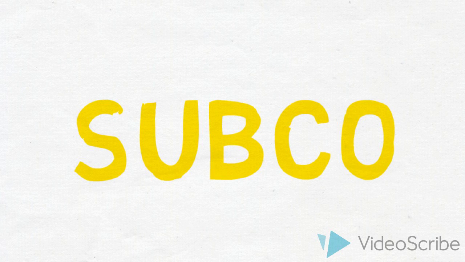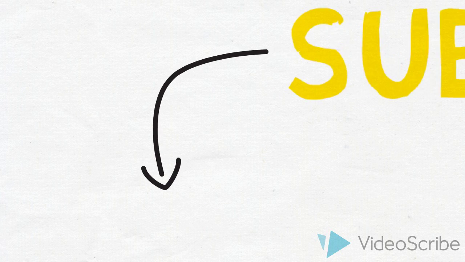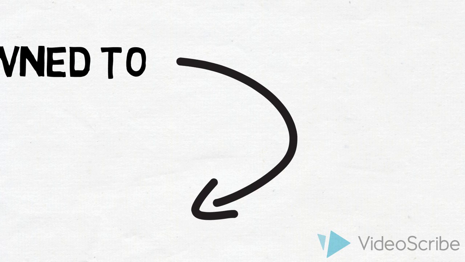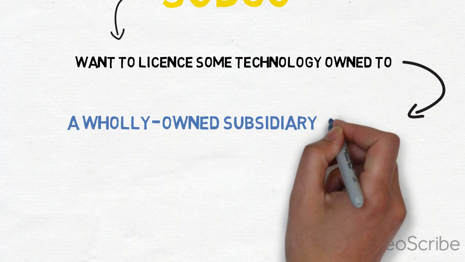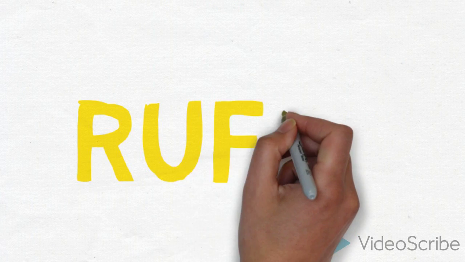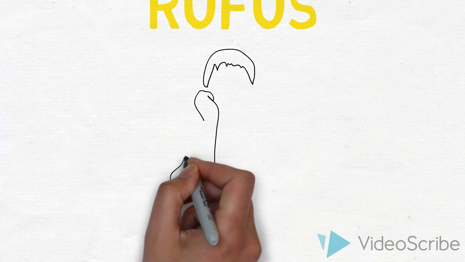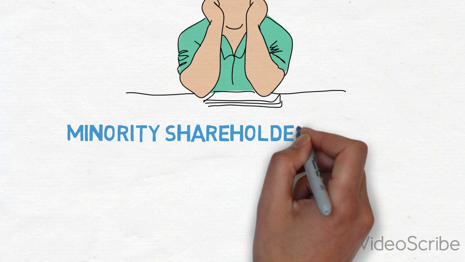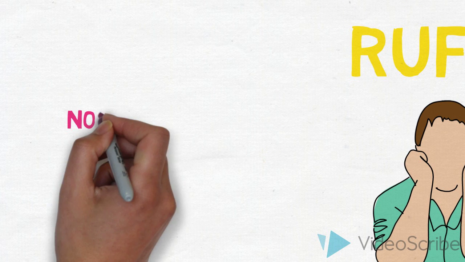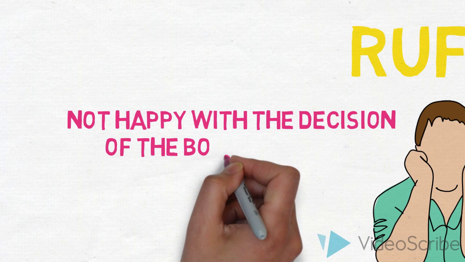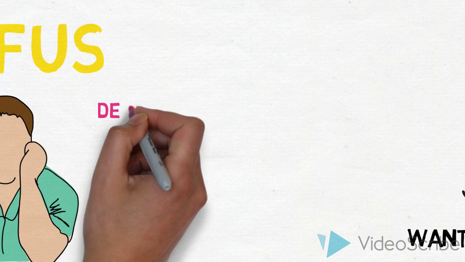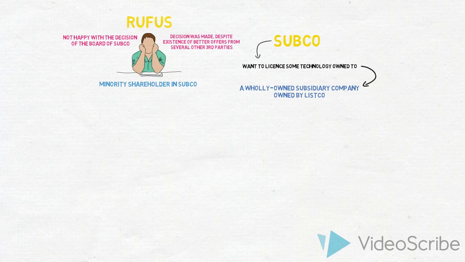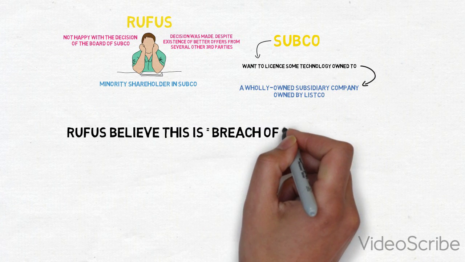Subco wanted to license some technology that Subco owns to a company that is a wholly owned subsidiary of Disco Berhad. Rufus, who is the minority shareholder in Subco, was not happy with the decision. This is because the decision was made despite the existence of better offers from several other third parties. He believed that this is a breach of directors' duties.